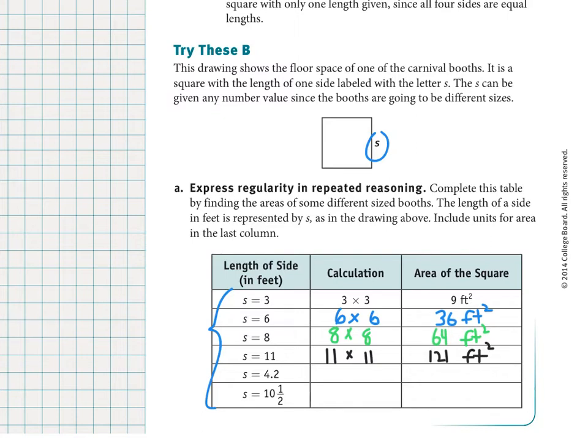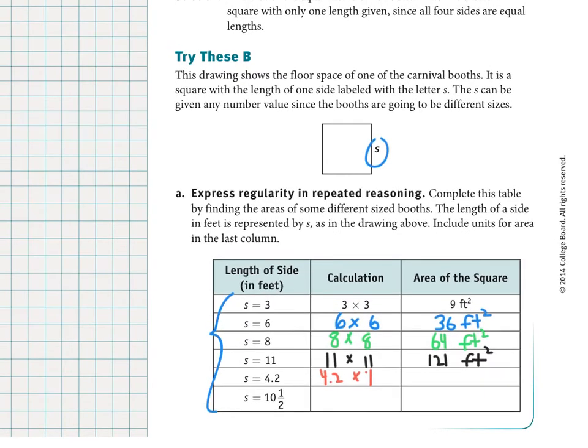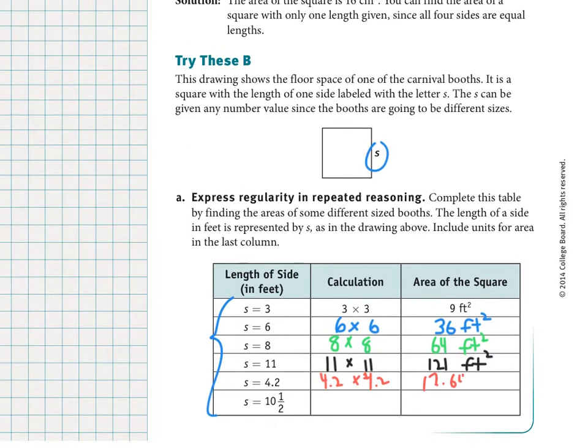Okay, 4.2, digging out my calculator here. 4.2 times 4.2. Oops. Uh-oh, there it is. Sorry, I got a little sloppy in there. Calculator tells me it's 17.64 square feet.